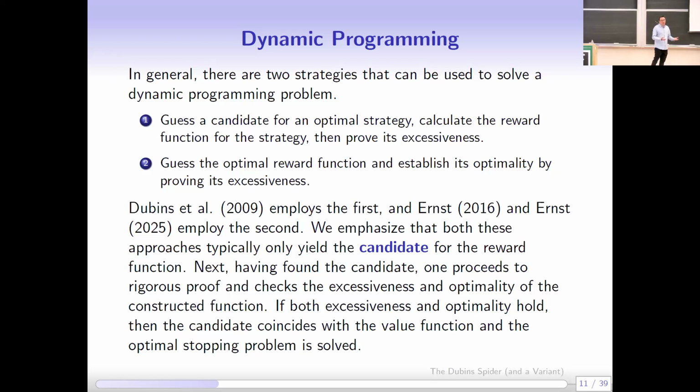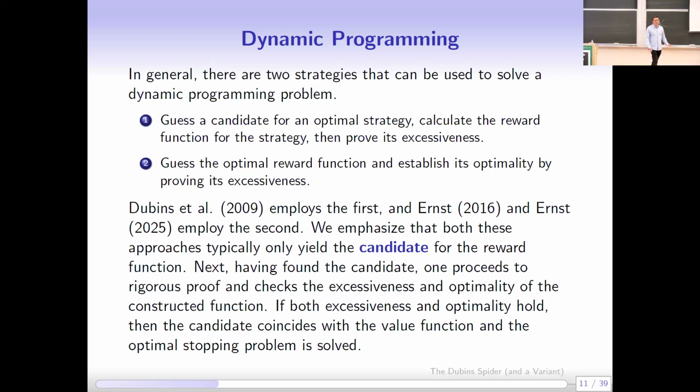In using dynamic programming approaches, sort of how I would think about optimal stopping problems, I would say for the longest time until I met Goran, I would only think about it in terms of dynamic programming problems. And you can follow 2 methods. You can guess a candidate stopping time, calculate the reward function, and prove its excessiveness, or you can guess a reward function and establish optimality by proving excessiveness. Dubins, Meilijson and Gilat employed the first, and in my 2 papers, I'm going to employ the second.